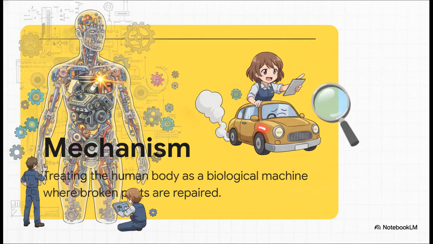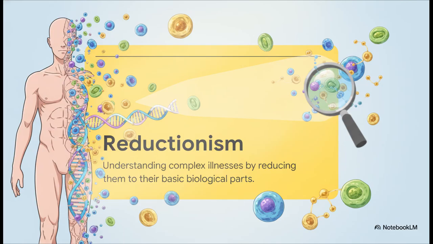Their singular job is to pop the hood, locate the faulty spark plug, swap it out, and restore normal mechanical function. Well, the biomedical model sees you in much the same way, as a highly complex biological engine. It basically operates on the assumption that you occasionally suffer a physical, chemical, or microbial system failure, and that simply requires a mechanical repair. And that brings us to the second pillar, which is reductionism. This is the guiding principle that massive, highly complex illnesses can be fully understood by just reducing them down to their absolute most basic biological parts.